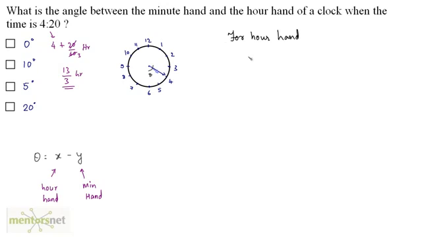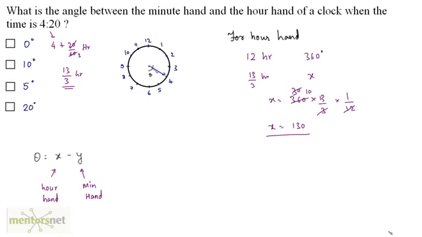Now for the hour hand, in 12 hours the angle traced is 360 degrees, right? So what will be the angle traced in 13 by 3 hours? So x is equal to 360 times 13 by 3 divided by 12. Okay, 12 times 30 is 360 and 3 times 10 is 30. So 130 is x, right?